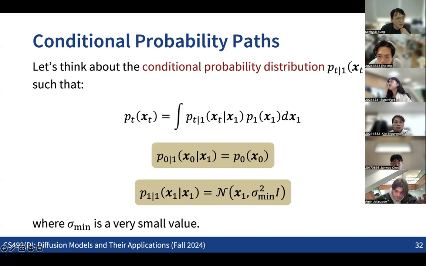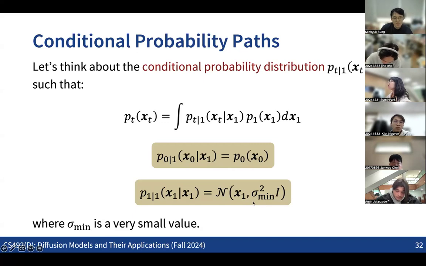And we are going to consider any conditional probability distribution that satisfies these two constraints. When t is equal to 0, it becomes the base distribution, whatever x1 we have. So whatever x1 we have, if t goes to 0, then the conditional distribution becomes the base distribution. And if t goes to 1, then it becomes almost the same as the Dirac delta function, where the mean becomes x1 and it becomes a very peaky distribution.